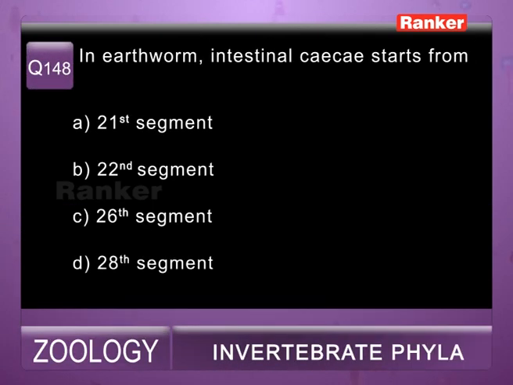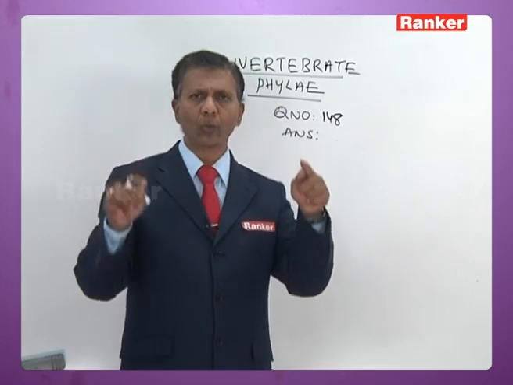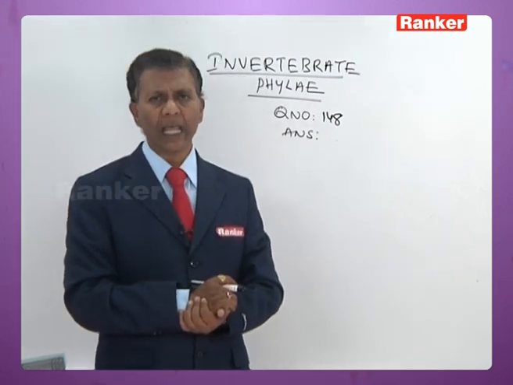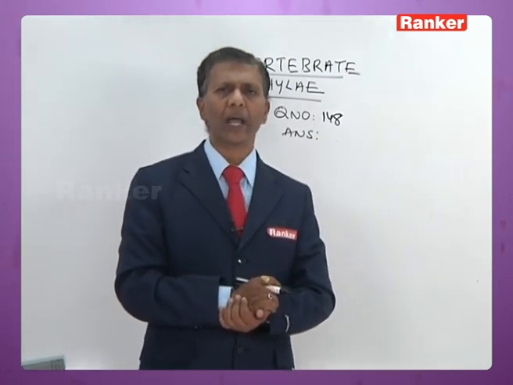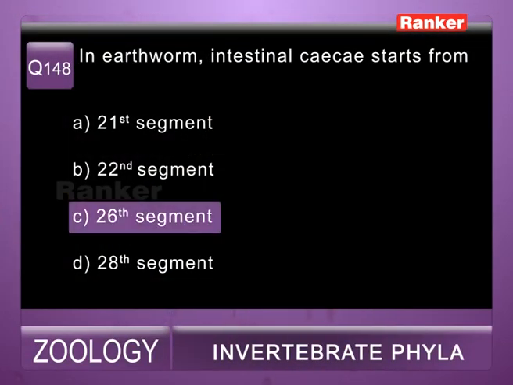Now 148th question, in earthworm intestinal caeca start from A 21st segment, B 22nd segment, C 26th segment, D 20th segment. In 26th segment, a pair of blind outgrowths are given out from intestine. They are referred to as intestinal caeca. They secrete amylase to bring about digestion of carbohydrates. So 148th question, correct answer is C.